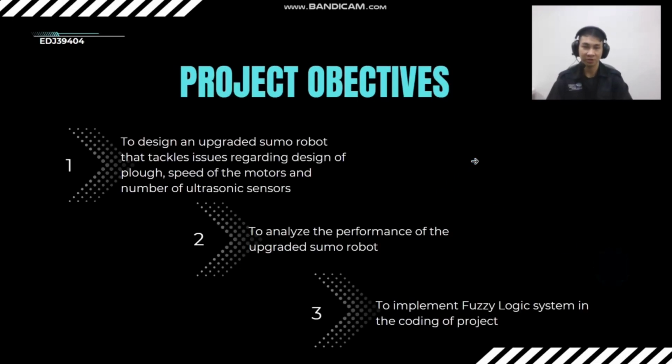So my project objectives, there are actually a few things. For the first one, to design an upgraded sumo robot that tackles issues regarding the design of the blade, the part in front of the robot that pushes the other robot, the speed of the motors, and the number of ultrasonic sensors. The second objective is to analyze the performance of the upgraded sumo robot, and the final one is to implement a fuzzy logic system in the coding of the project.